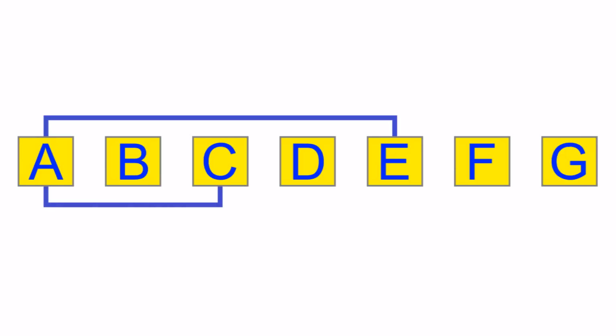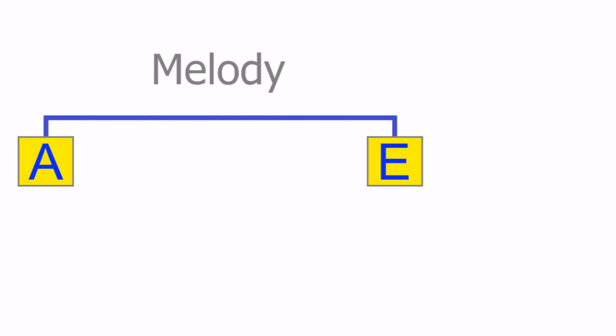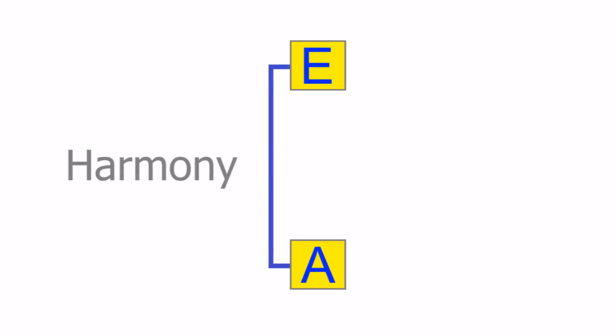Using this A and E interval as an example, it could be expressed horizontally, playing the notes one after the other, which is the basis of melody, or it could be expressed vertically, playing the notes together, which is the basis of harmony. Same interval, same musical distance, different application.